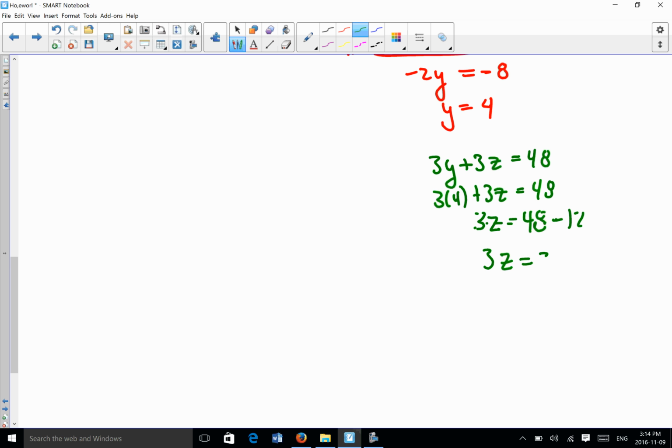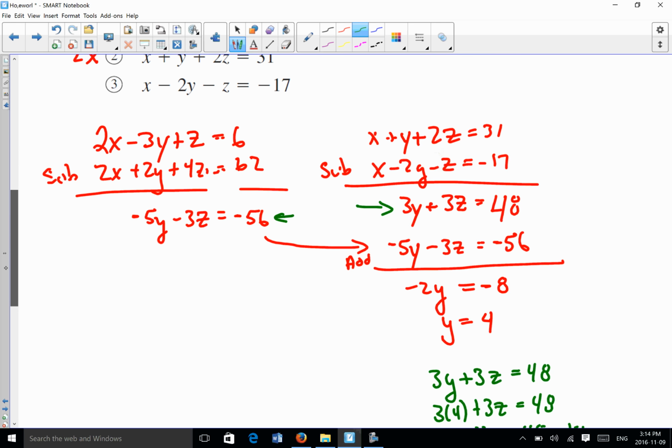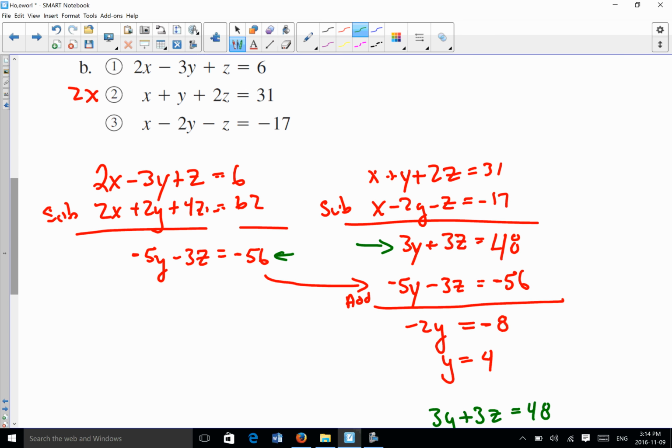48 minus 12 is 36. So z is 12. I got my y, got my z. Oh, I still need x. So go back to one of my original equations that's way back at the top here. I'll pick one of these three. I'm going to use the middle one.